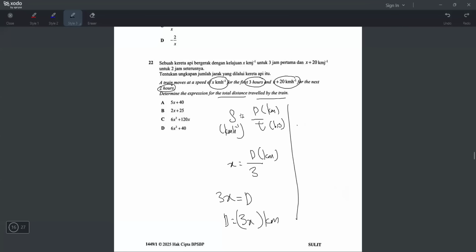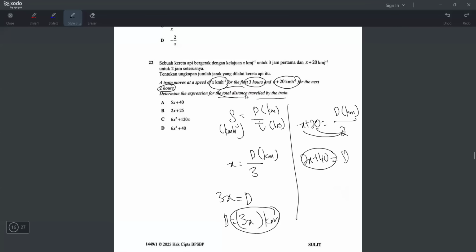Because for the next 2 hours, dia punya speed x plus 20. So the speed here have to write x plus 20, and then the distance travel kita nak cari, and then the time is next 2 hours, so 2 lah. So to find the distance in km is like 2x plus 40 lah. Sebab bila you ambil satu term darab dua term, dia kena dua-dua kena darab. So this is the distance for the next 2 hours. This is the distance for the first 3 hours.